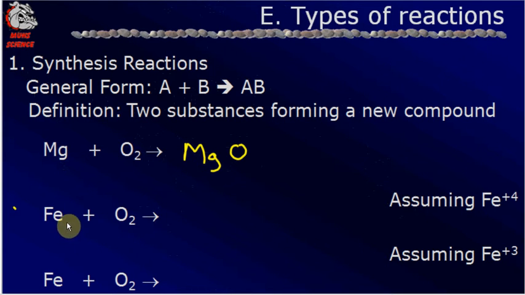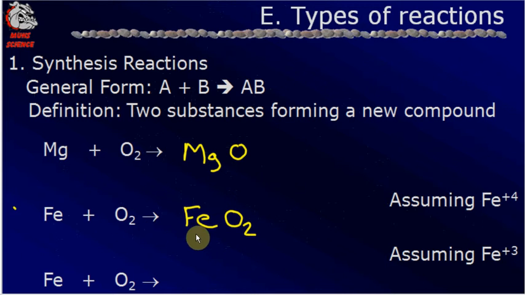Example number 2. I have iron and oxygen, and I'm going to assume that this is iron +4, although I don't think there really is such a species. But we have iron and we have oxygen coming together. This iron's a +4 and this oxygen a -2, so when we do the crisscross, it'd be Fe2O4, but those numbers reduce, and it's simply just FeO2. I have two -2 charges to balance off the +4.